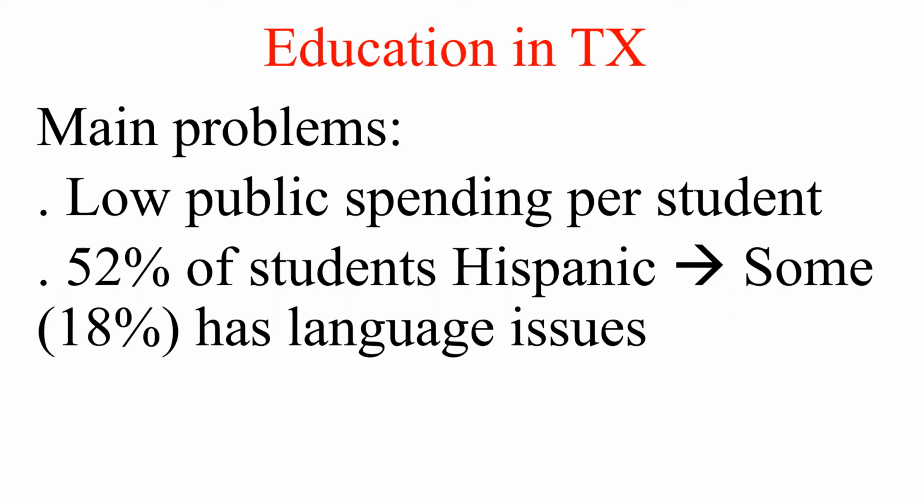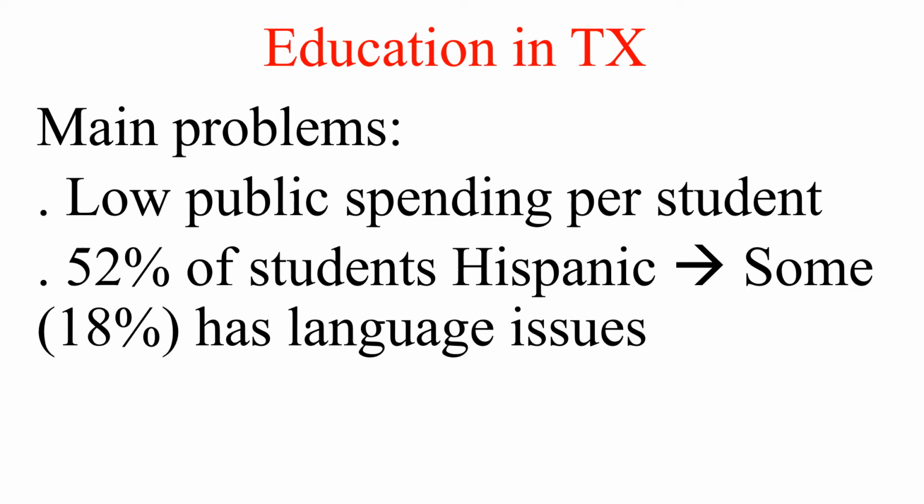When we look at the state of education in Texas, we see that there are a number of issues with it. The first one is that the government spending per student is at a very low level. Texas, as I think we discussed in an earlier lecture last week, is one of the states that has the lowest per pupil spending in public education. This is definitely a major problem facing the state's education system.